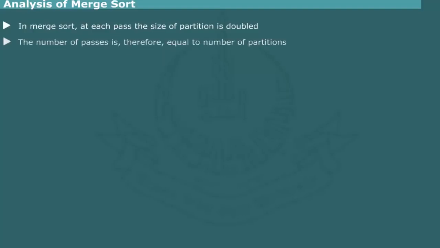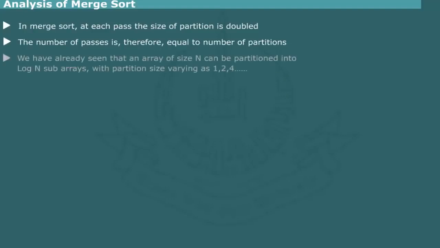Analysis of merge sort. In merge sort, at each pass the size of partition is doubled until it equals the size of array being sorted. Thus, the number of passes is equal to the number of partitions. While discussing quicksort, we saw that an array of size n can be split into log n partitions of sizes 1, 2, 4. Thus, the merge sort procedure of n data elements involves log n passes.